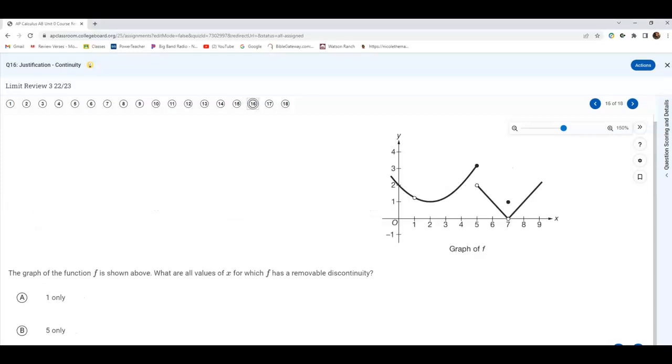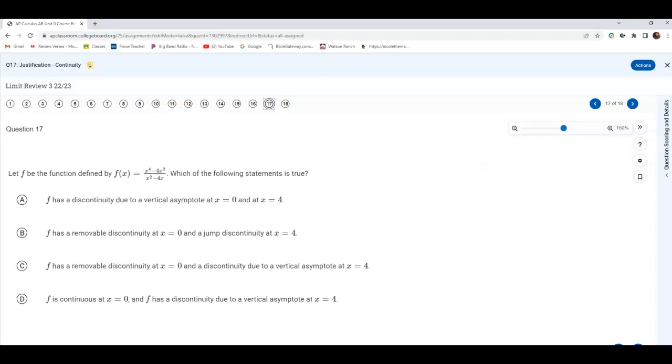Number 16 is similar to that, so I'll let you guys do that one. Number 17, let f be the function defined by this. Which of the following statements is true? I really don't like these questions because instead of solving it and then finding your answer, you actually have to read each option and try to figure out what direction they're trying to get you to go in. So let's read our options.